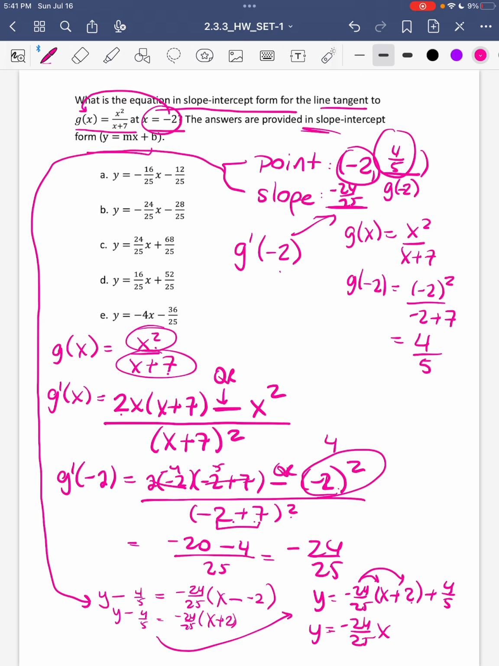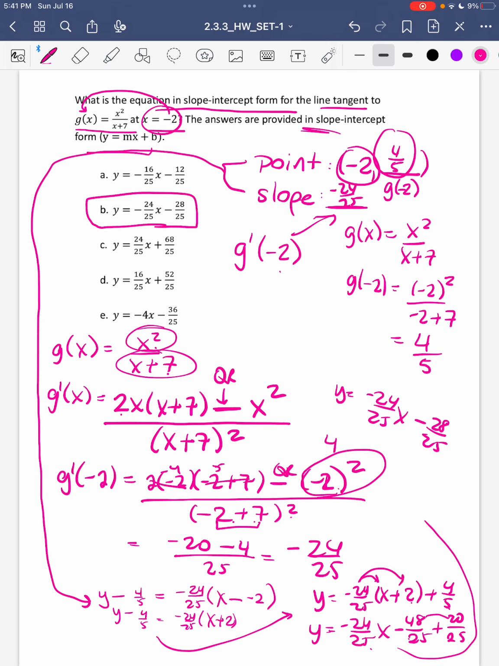Now we distribute that -24 over 25, so we have y equals -24 over 25 times x, and then here, when we multiply by 2, we've got -48 over 25 plus 4/5. But instead of 4/5, since I want to combine it with the -48 over 25, I'm going to write this as 20 over 25. So when I have -48 over 25 and I add 20 over 25, that just gives me -28 over 25. So I'm going to have y equals -24 over 25x minus 28 over 25. So which answer would that be? That would be this answer here, -24 over 25 times x minus 28 over 25.